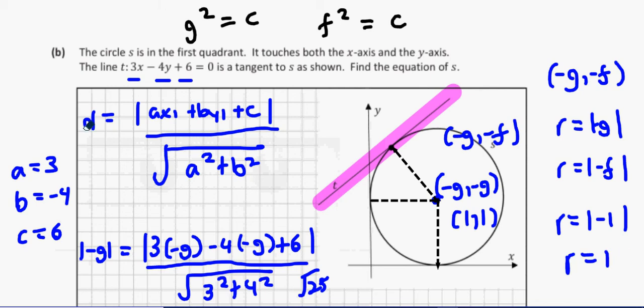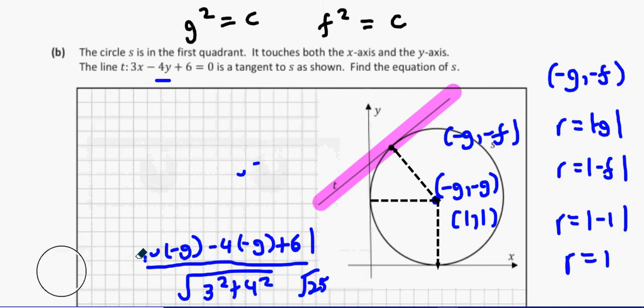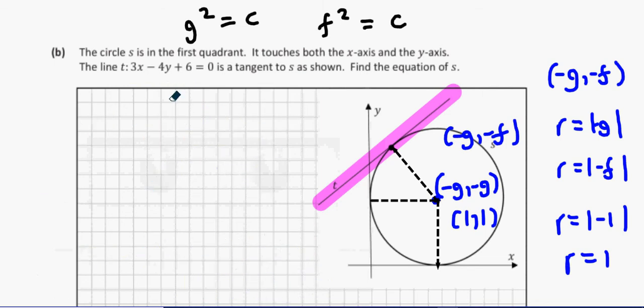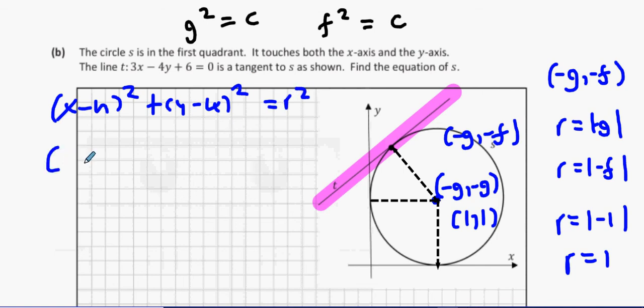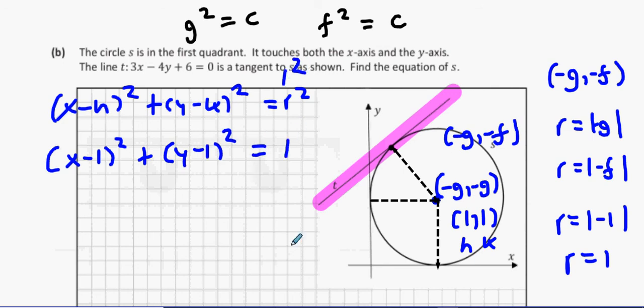So we have what we need to get the formula for S. The formula of S, I'm going to just use the (x minus h) method here. So it's (x minus h) squared plus (y minus k) squared equals r squared. H is 1, k is 1, so it's (x minus 1) squared plus (y minus 1) squared equals 1 squared, which is 1. And that's your question done.